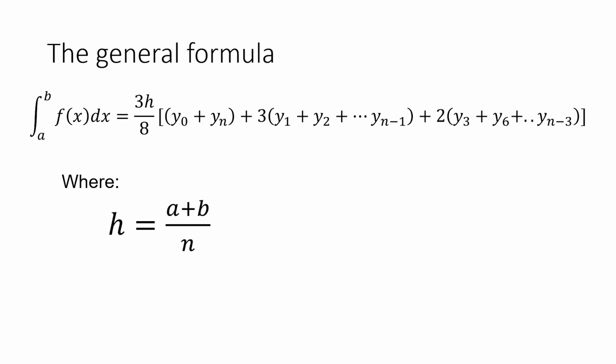The 3-8 rule is particularly useful when the number of intervals is a multiple of 3. While it may not be as commonly used as the standard Simpson's rule, which is employed when the number of intervals is even, the 3-8 rule provides a more accurate approximation in certain cases.